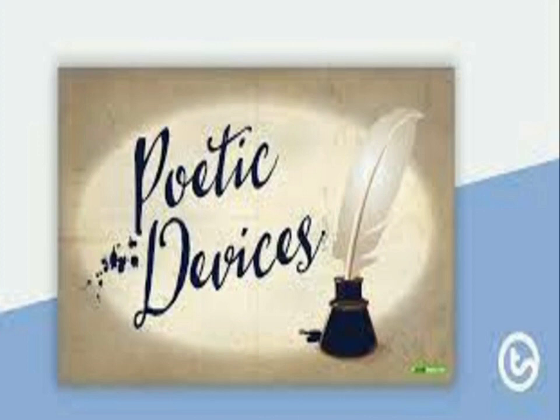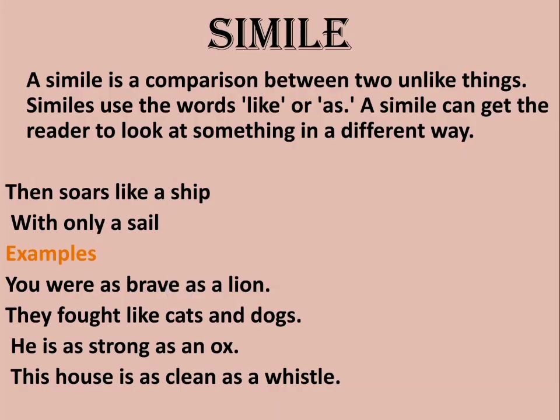So what are these poetic devices? These are the tools that poets use to create a rhythm which enhances the meaning of the poem, and also gives beauty to the poem. Now, in these poetic devices, the first one is simile. A simile is a comparison between two unlike things. Similes use the words like or as. A simile can get the reader to look at something in a different way.